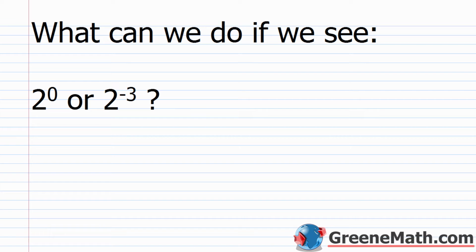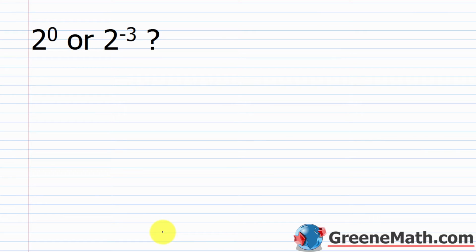So I want to start today's lesson out by just asking a simple question. What can we do if we see something like 2 to the power of 0 or 2 to the power of negative 3? If I have something like 2 to the 4th power, I know that this is 4 factors of 2. 2 times 2 is 4, 4 times 2 is 8, 8 times 2 is 16.